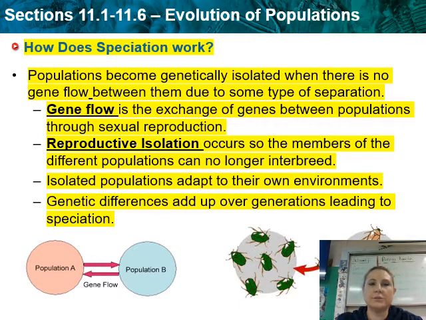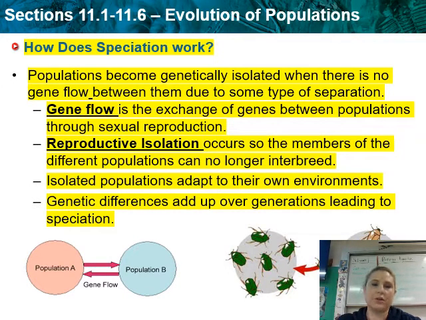Okay, so how does speciation work? Speciation is the formation of new species. And how does that work? Well, populations become genetically isolated when there's no gene flow between them due to some type of separation. We're going to talk about those separations.